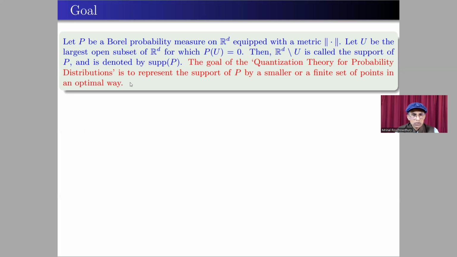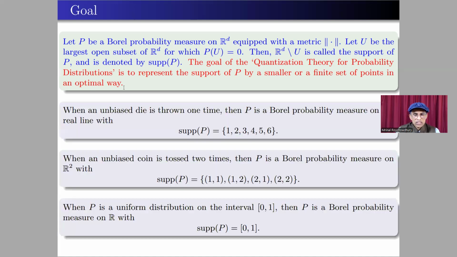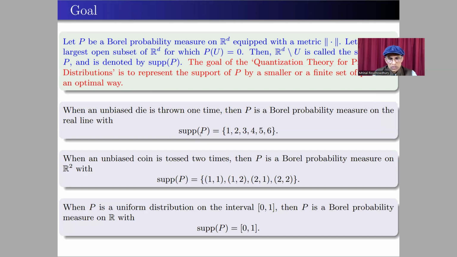The goal of the quantization theory for probability distributions is to represent the support of P by a smaller or finite set of points in an optimal way. Now I give some examples of support of P. When an unbiased die is thrown one time, then you can consider P as a Borel probability measure on the real line with support of P, which contains 6 elements, and the probability of occurrence of each of these 6 elements is 1 over 6. When an unbiased coin is tossed 2 times, then the associated probability is a Borel probability measure on R square with support of P, which contains 4 elements.